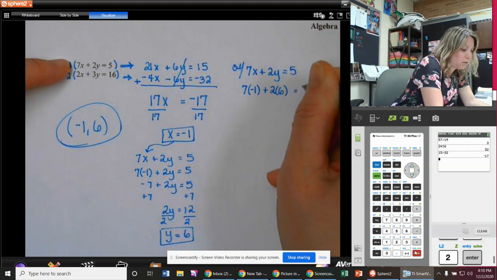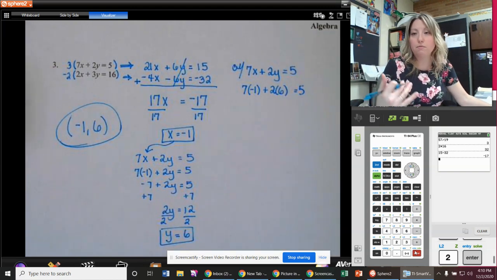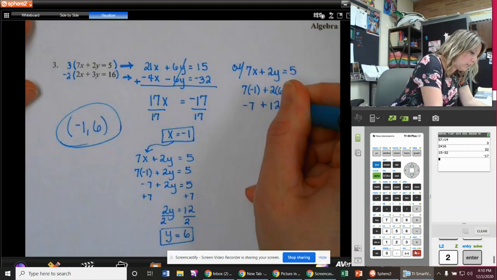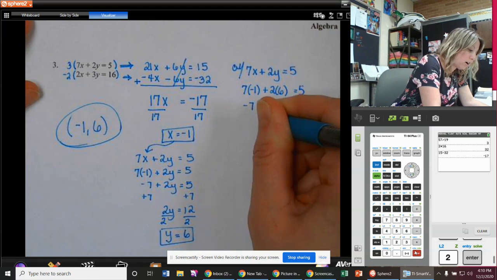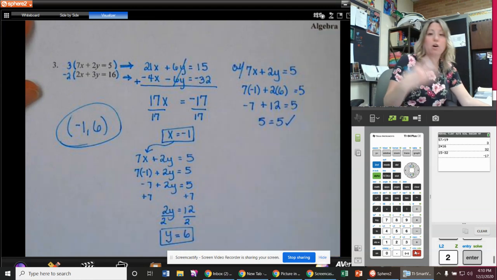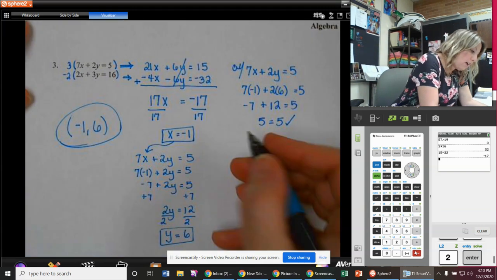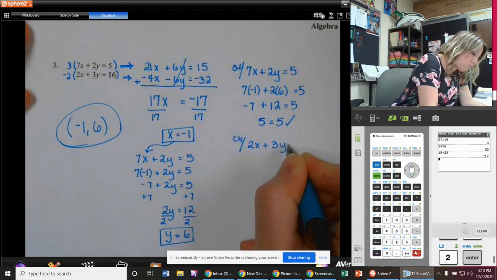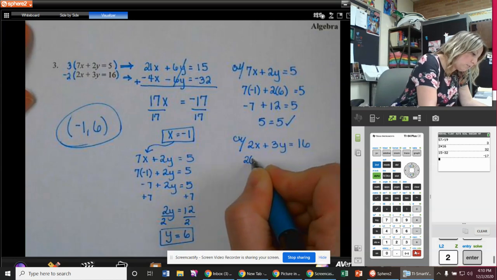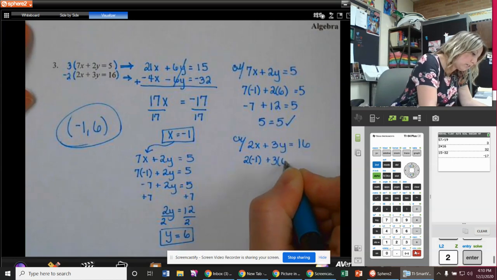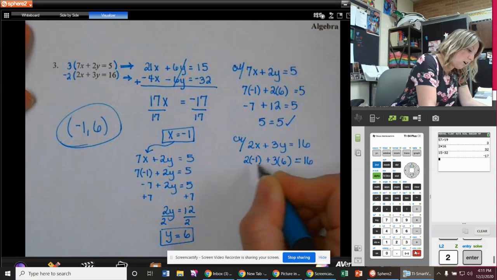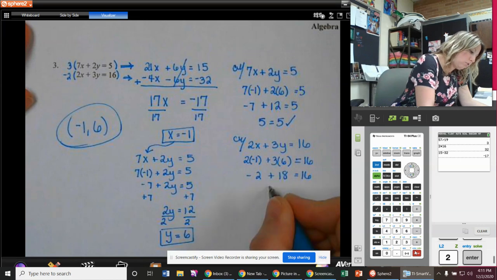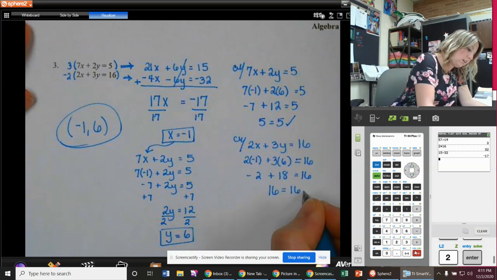And this one is the one that we just did to find the second equation. So this is the one that feels like, oh, I just did this. Yes, you did, but you still have to make sure that you double check in both. So got this one done. And then the second one is 2x plus 3y equals 16. So 2 times -1 plus 3 times 6 equals 16. I get -2 plus 18. And yes, 18 minus 2 is 16. So there it is.